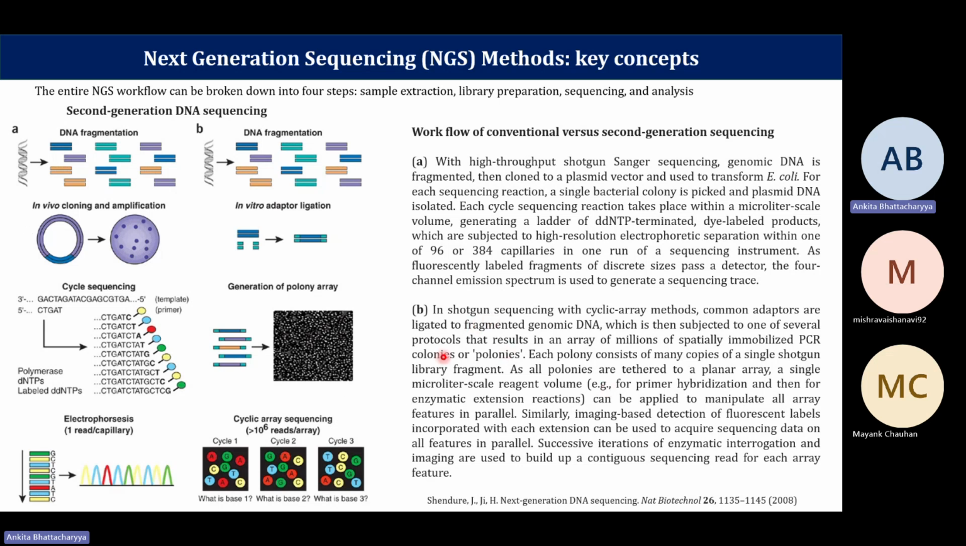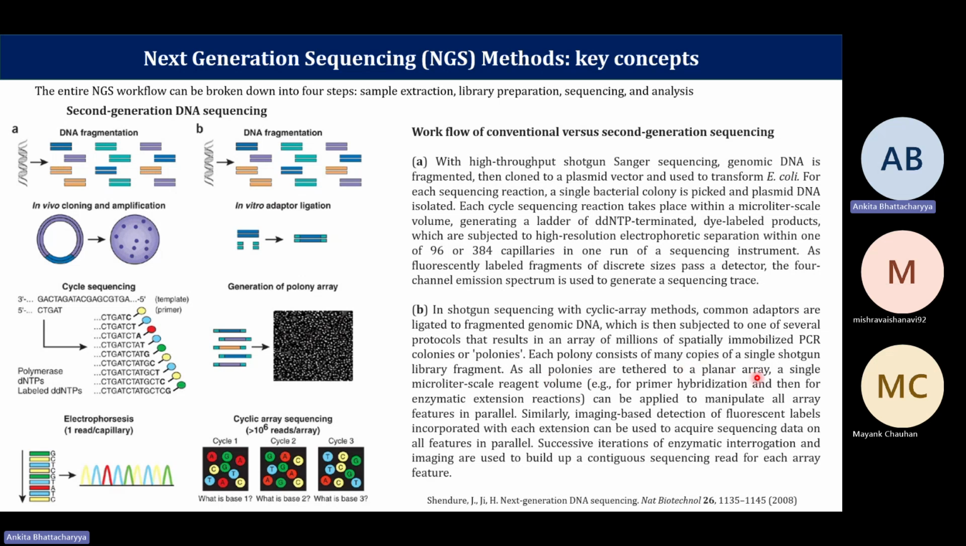Then you have shotgun sequencing with cyclic array methods whereby common adapters need to be used. So after you have fragmented your DNA, you attach these tiny light blue colored adapters, which is shown here in light blue. You attach them to the end of your DNA fragment, and then it is subjected to one of the several protocols that results in the generation of polonies, which are PCR colonies that are spatially immobilized, and each polony has many copies of the single shotgun fragment because it has divided in a clonal manner.